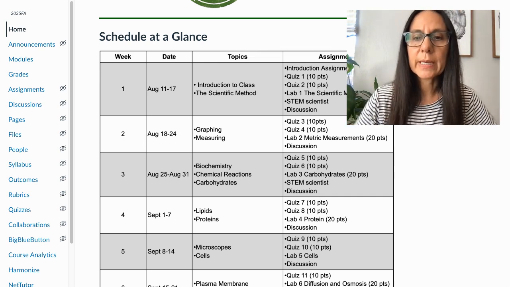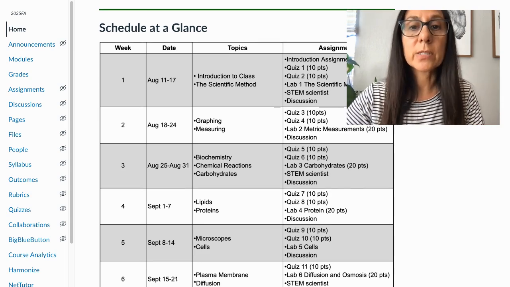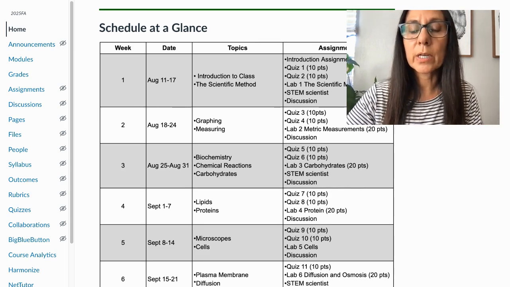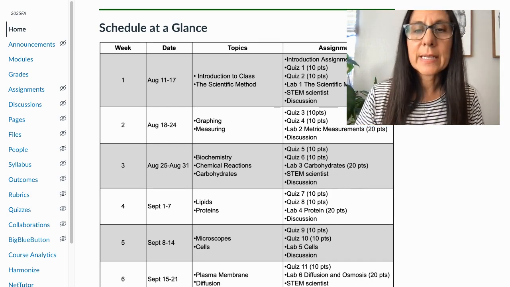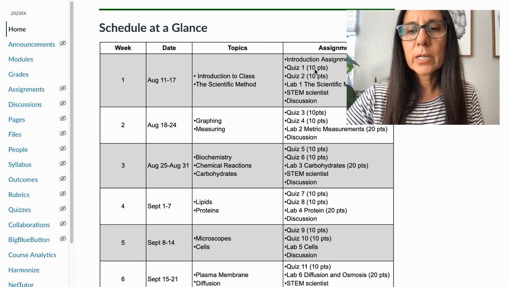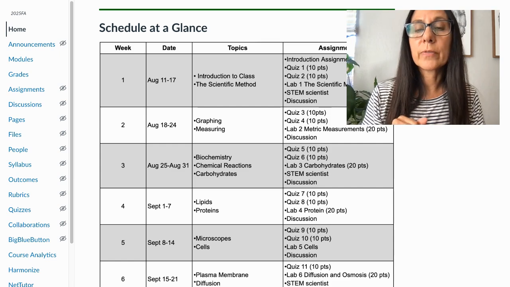Okay, so the first week has some extra assignments because it's the first week. And so the topics that we're going to talk about are the introduction of the class, which is what we're doing right now, and the scientific method. And so the assignments that are going to be due are the introduction assignment. This is very important that you do it first.